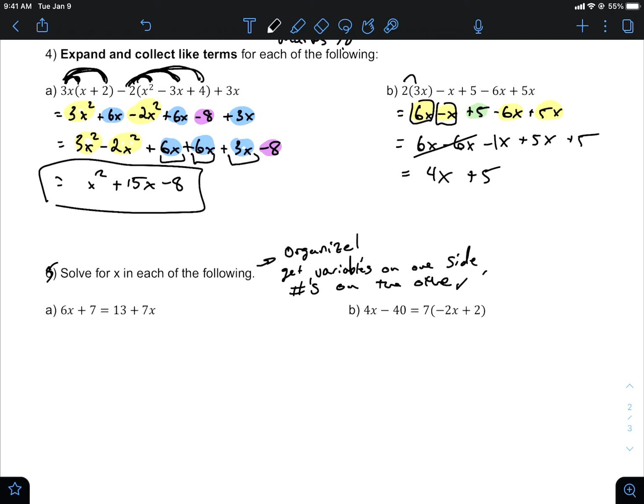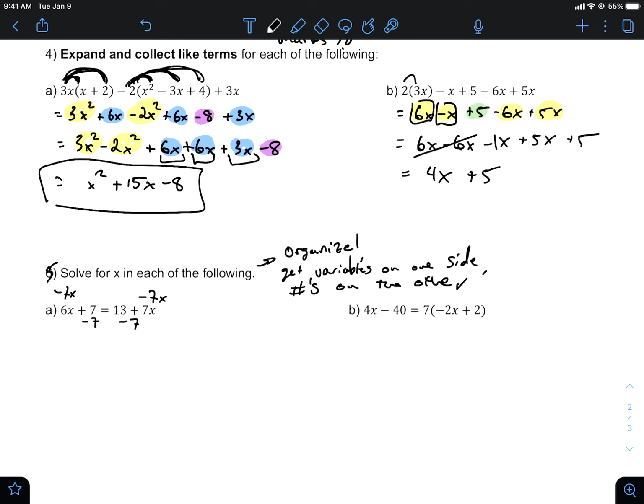Okay, but the whole idea being just get x's on one side and numbers on the other, so that you can do some solving work, right? So I'm going to pick the move stuff. I'm going to get x's on the left, right? So the only way to do that is to take 7x away. Take 7x away. And then I want the numbers on the right. Take away 7. Take away 7.